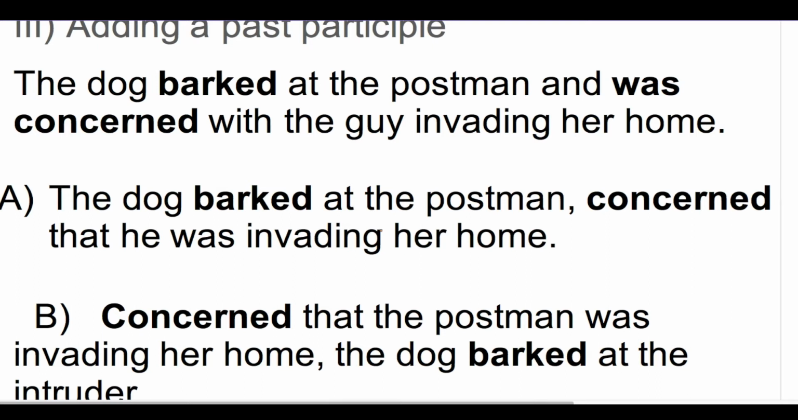So the dog barked at the postman. It's just like how we did the present participle. I keep this the same as the sentence above, and then I cross off the conjunction, add the comma. The dog barked at the postman, comma, concerned that he was invading her home. I think that sounds much better. So you have barked and concerned, and you avoid the conjunction because it's overused by PCC students, and you replace it with a comma.